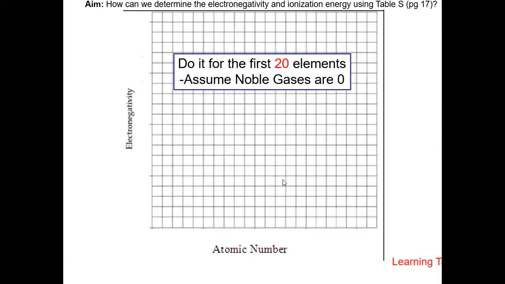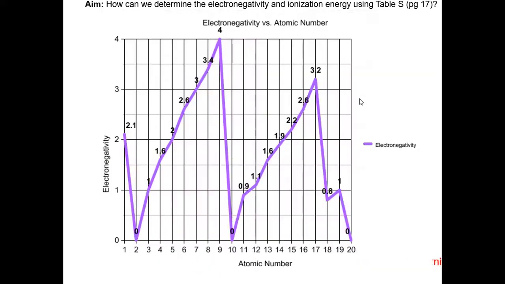Now I want you to graph the electronegativity trend for the first 20 elements. Assume that the noble gases have a 0 as the electronegativity value. Once you graph it, resume this video. Okay, so your graph should look like this.